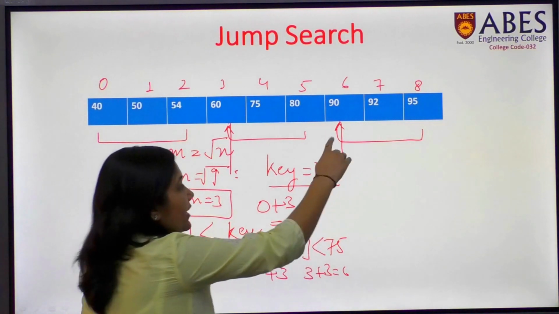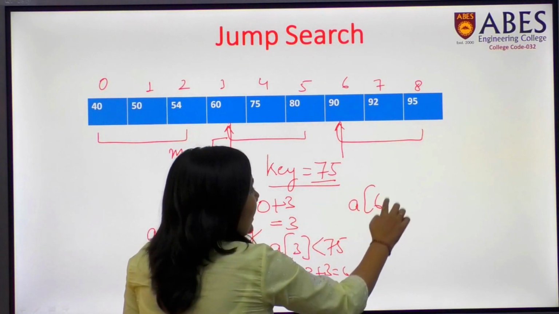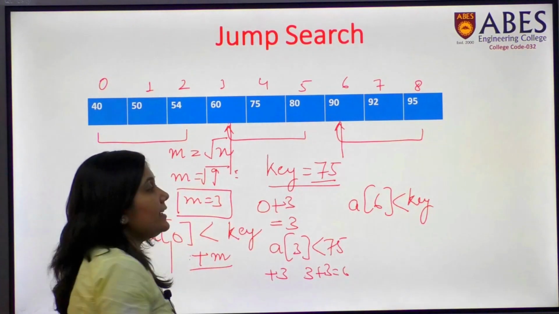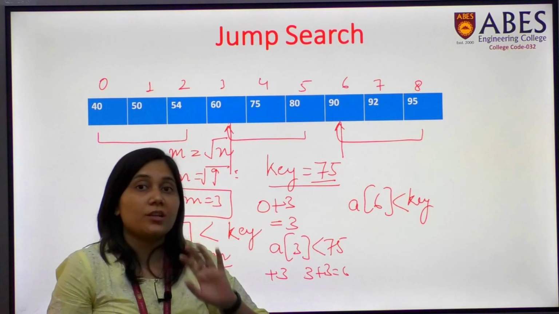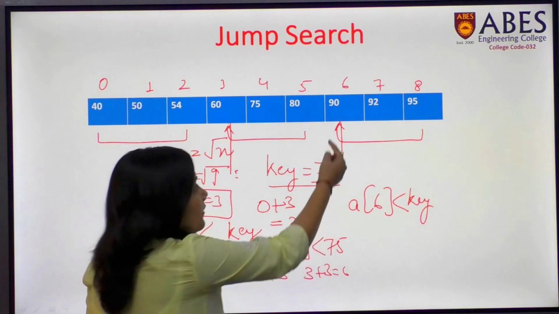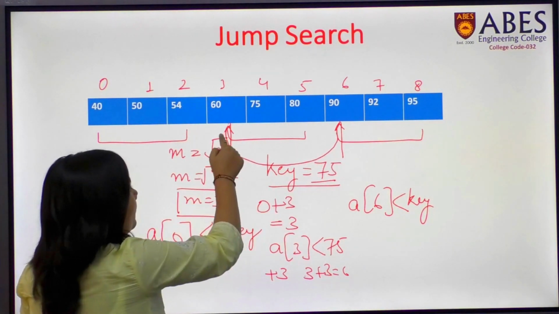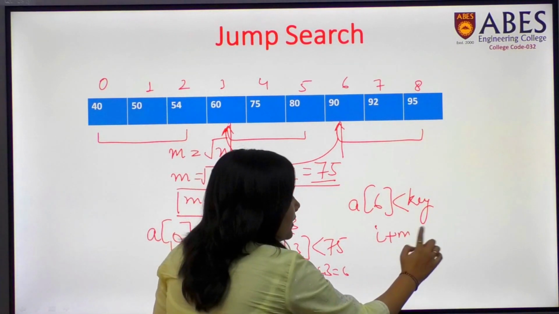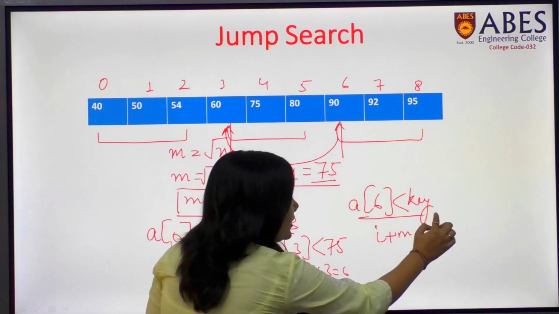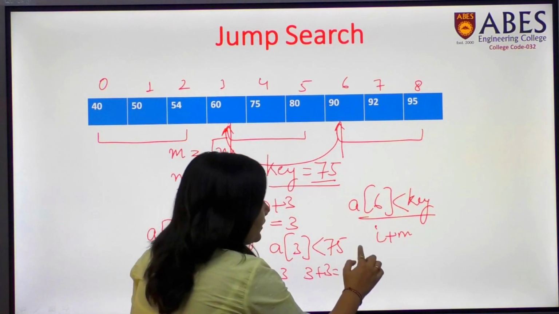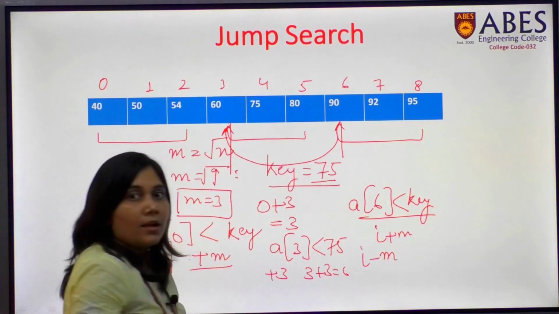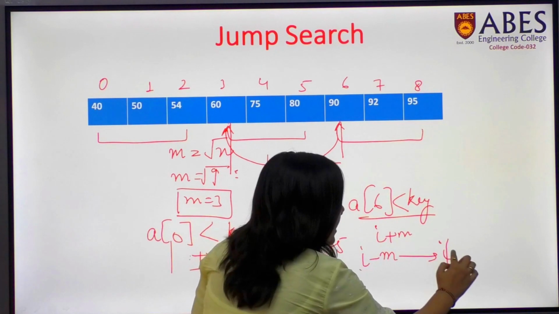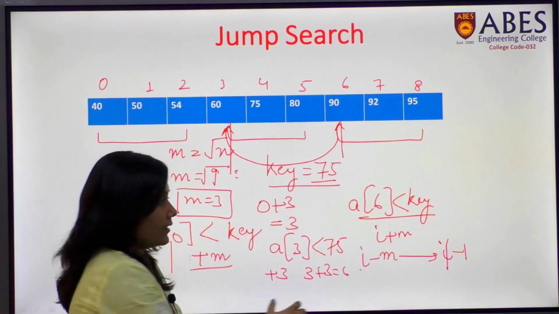Okay. Now you will check whether my A6 value is less than key value. So A6 is what? A6 is 90. 90 is less than 75. The condition is false. Now what will happen? We will come back to the previous block from where we have started. It means that I have moved with I plus m. Now what I have to do, because this condition is false, I will come back to I minus m. And then from I minus m till this particular block, it means the current position of I before that.